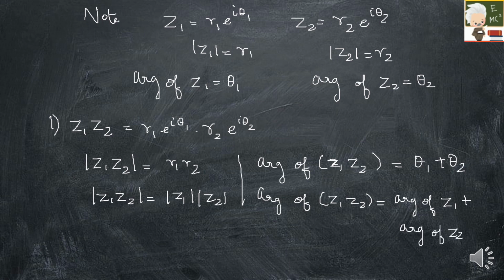So now your z1 z2 will be equal to r1 r2 e raised to i into theta 1 plus theta 2. This is nothing but your modulus product, and this is nothing but your argument of z1 z2. Hope you got it.